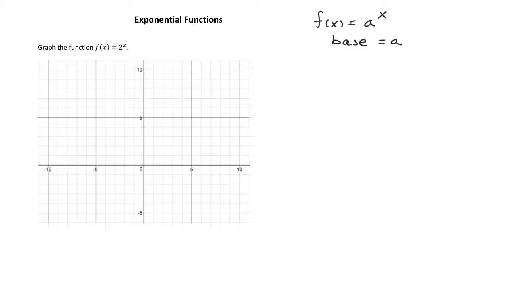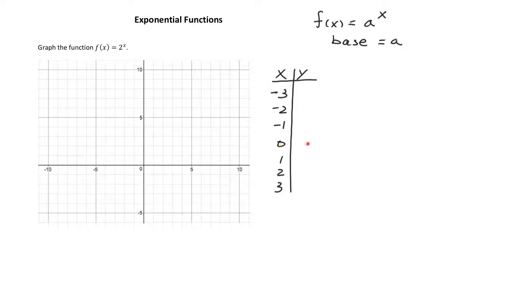So I'd like to look at a graph of f of x is equal to 2 to the x. Here the base is equal to 2. I think the best way to approach this is to make a table of values. So I'll just choose some values like -3, -2, -1, 0, 1, 2, and 3. We'll plug these into the function and see what we get back.